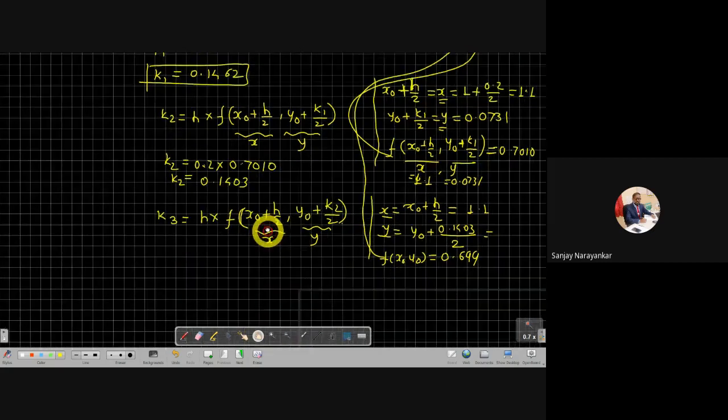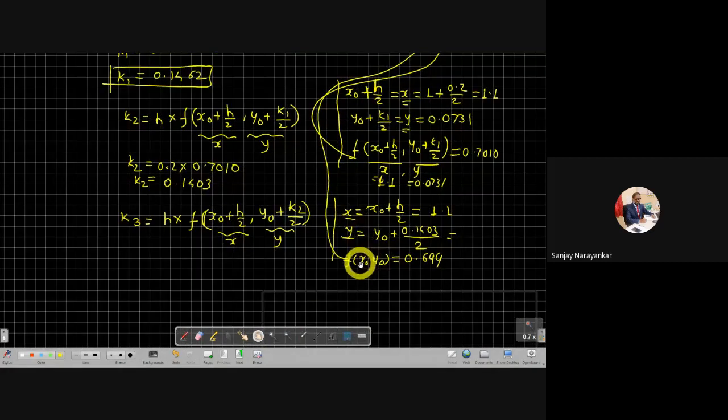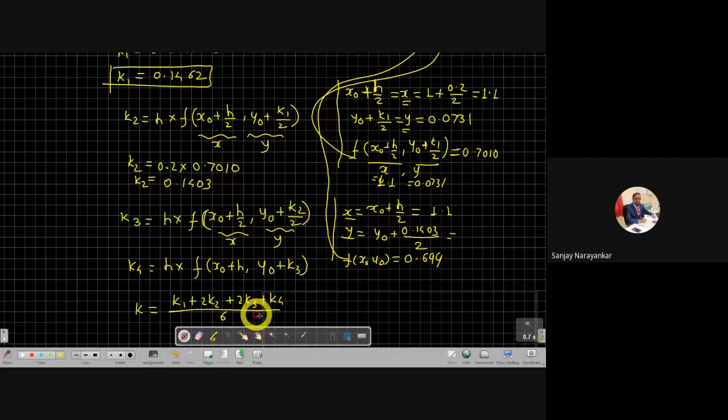And the last one. Hope you are understanding how we are finding out f of x, y now. For each, this is the x coordinate and this is the y coordinate, and you have to substitute in the function and get the value of f of x, y. Most students make mistakes over here while calculating, so be careful. k4 is h into f of x0 plus h and y0 plus k3. After having all these k1, k2, k3, now you can find out k. k is equal to k1 plus 2k2 plus 2k3 plus k4 upon 6.